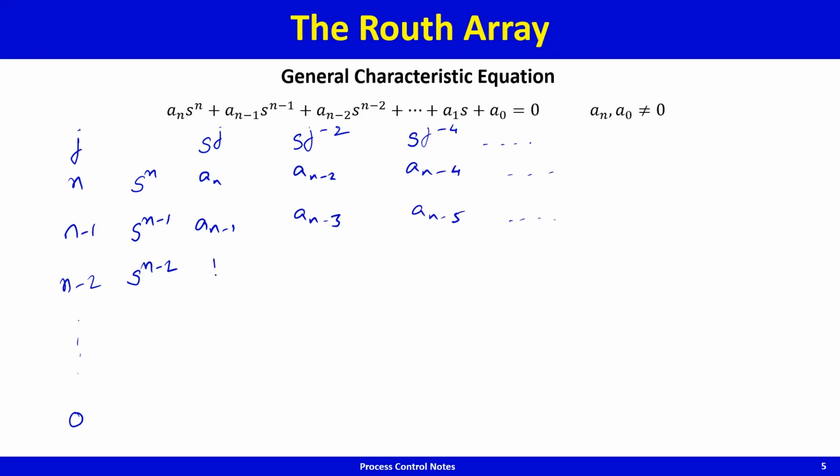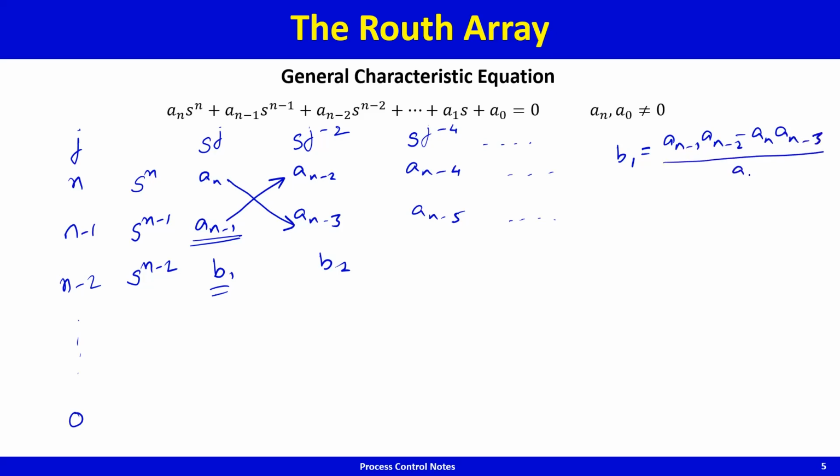Now let us call these coefficients b1, b2, and so on and so forth. This coefficient is obtained as this multiplied by that minus this multiplied by that, divided by this guy. So b1 is equal to a n minus 1 into a n minus 2 minus a n into a n minus 3, divided by a n minus 1.